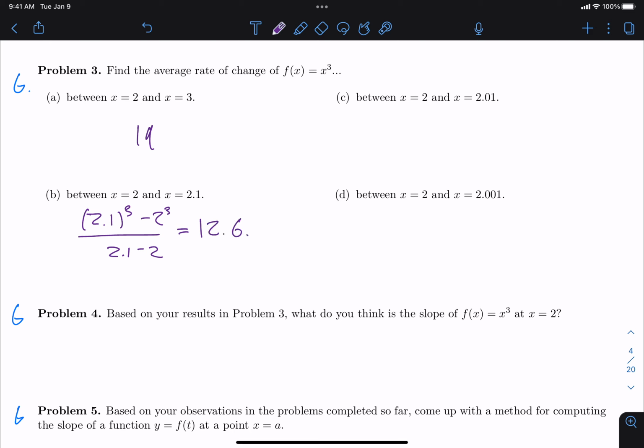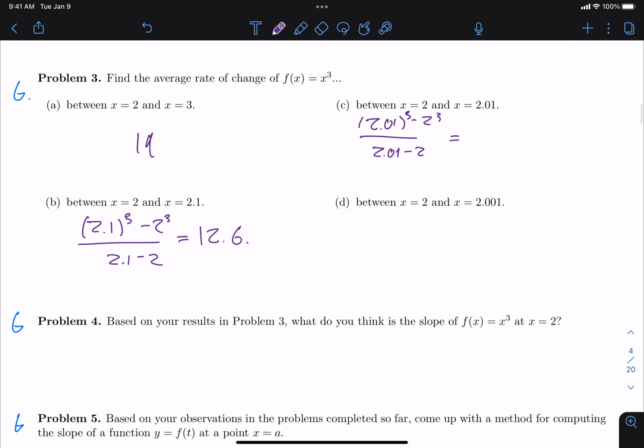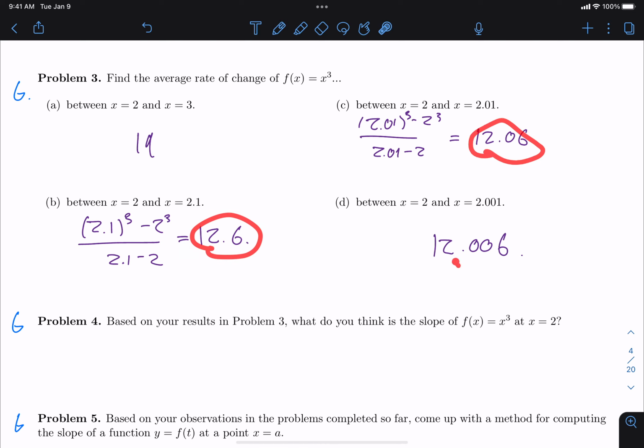Ish. Okay, and if we do between 2 and 2.01, we just do the same thing, right? 2.01 cubed minus 2 cubed all over 2.01 minus 2. And what do we get when we do that? Someone tell me. 12.06. And how about for D? 12.006. Okay, so hopefully we mostly observed this type of behavior. In fact, if you were to take this further, what do you think is going to happen? We start with 19, and then we've got 12.6, 12.06, 12.006. If I went the next step, what do you think is going to happen?